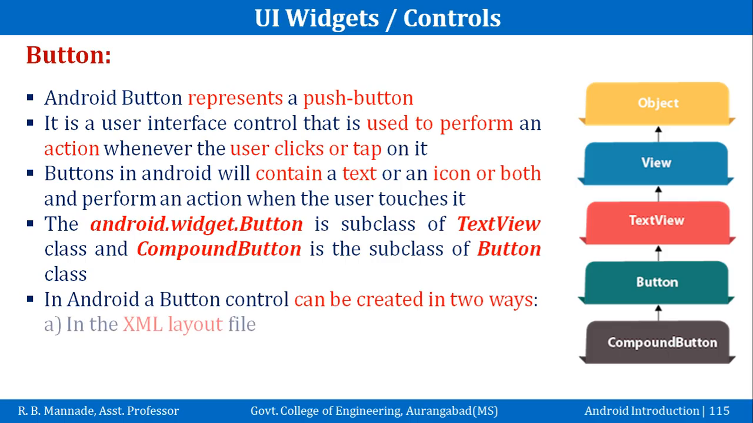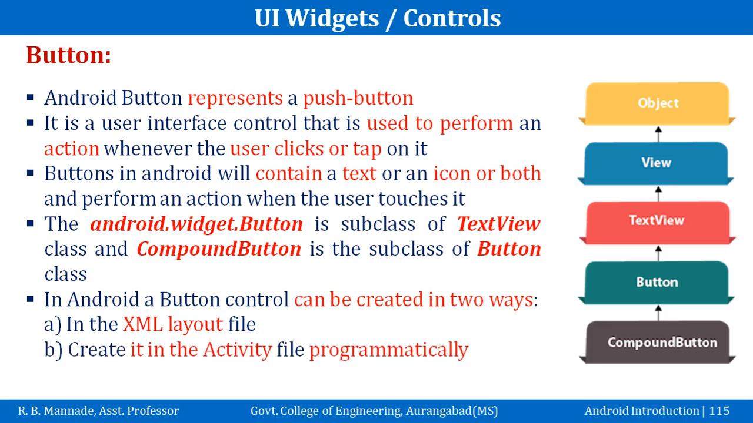The first way is to define the layout in the .xml file, and another way is to create a particular button in the activity file using Java code programmatically. In the second case, your control will be created dynamically at runtime and will be added to the view. And in the first case, it will be created statically and added to your view.